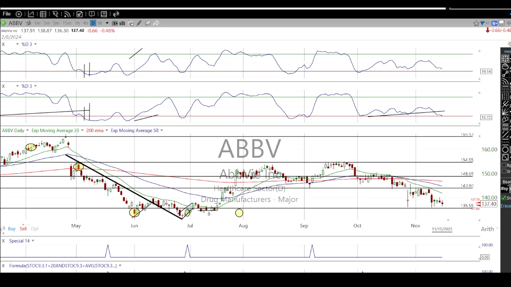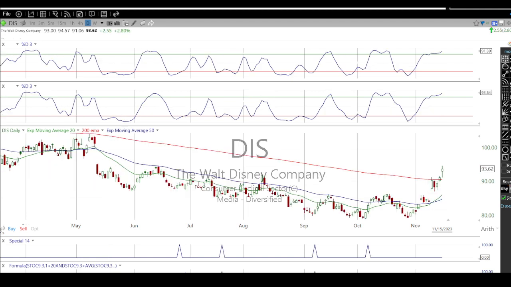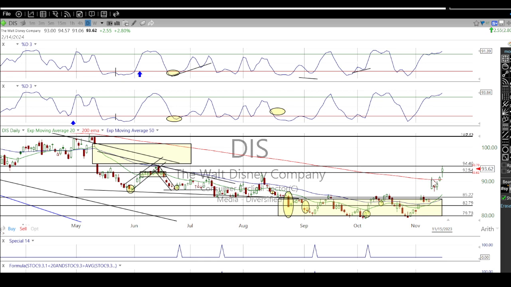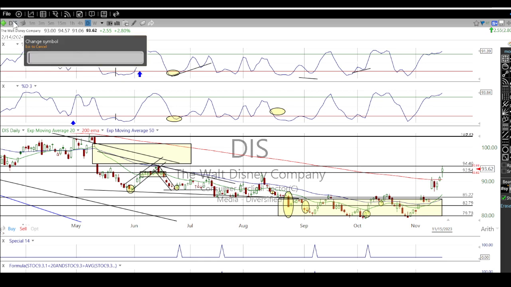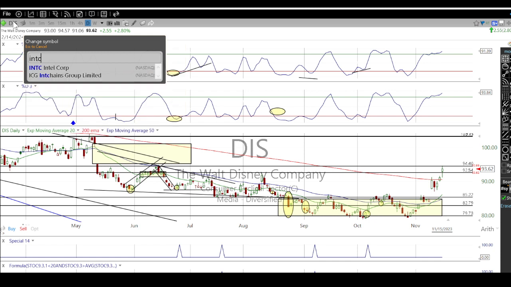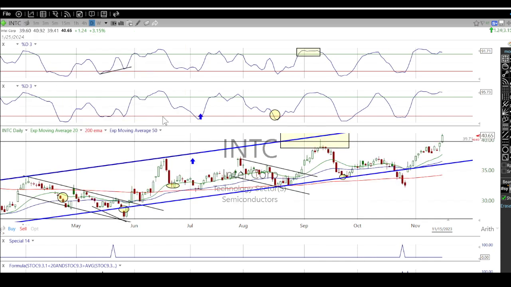Just looking at a couple other. We're going to jump over to the other thing here. Disney. We took Disney off on the last earnings gap up. We took Disney off. One I really do love, and we might take this one off tomorrow. So for the members out there getting this, is Intel.